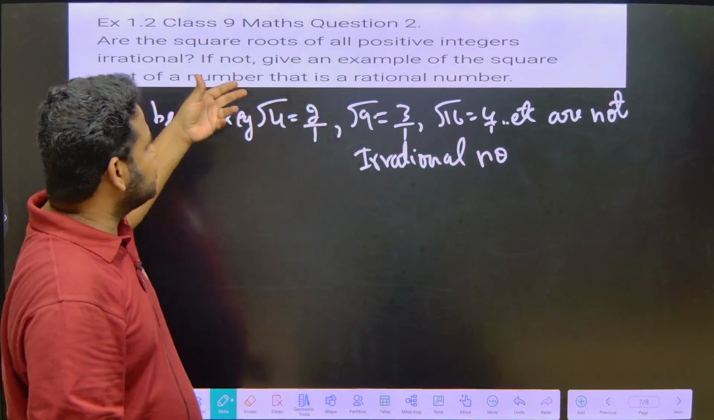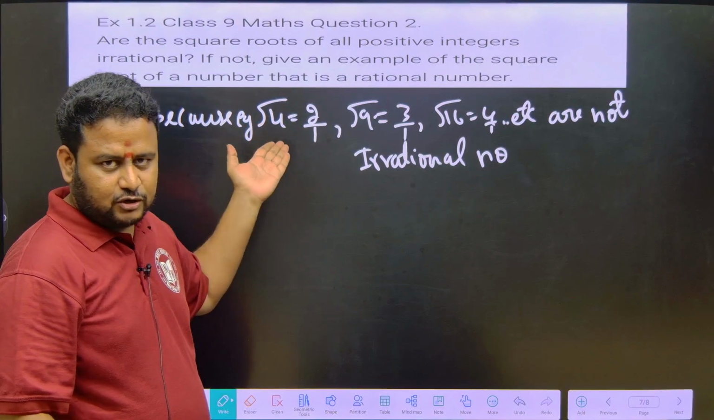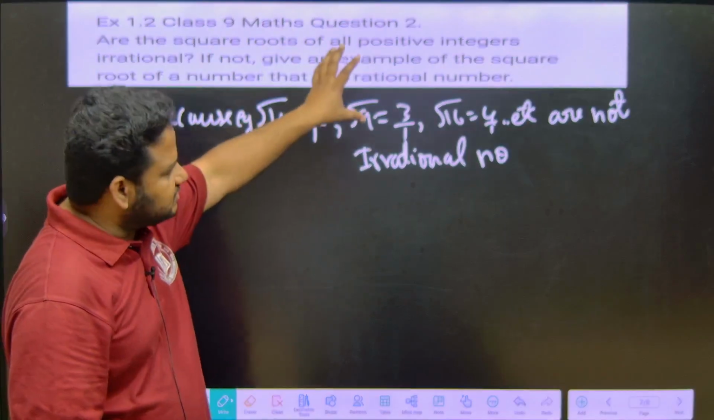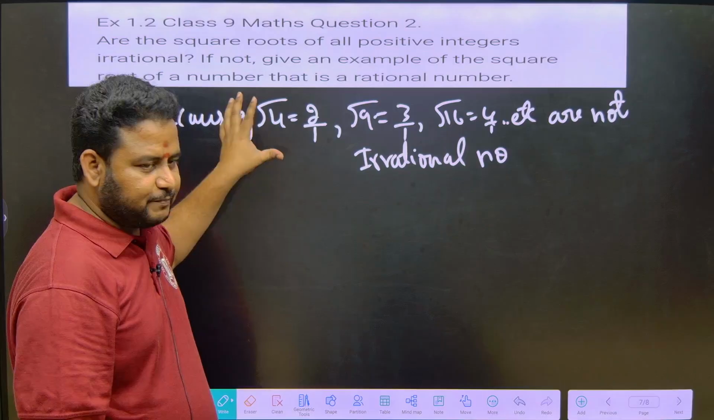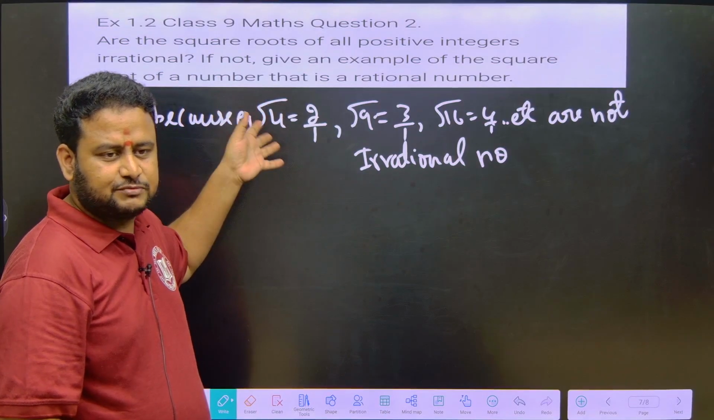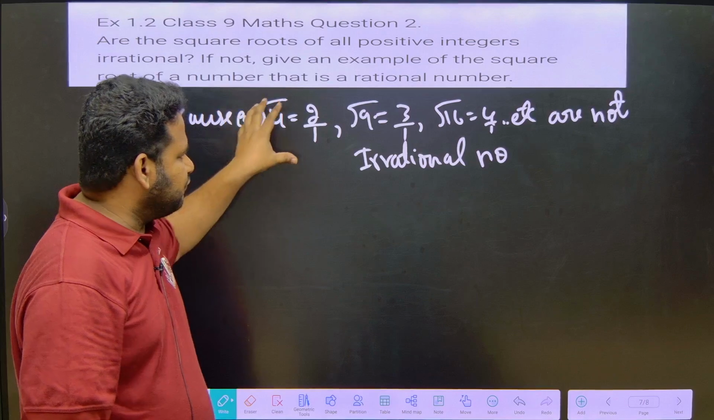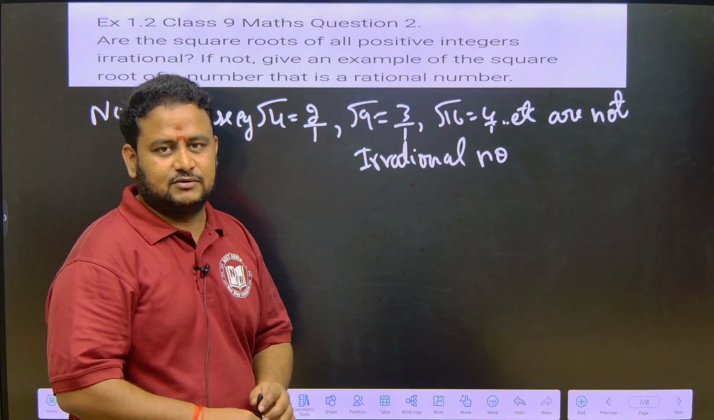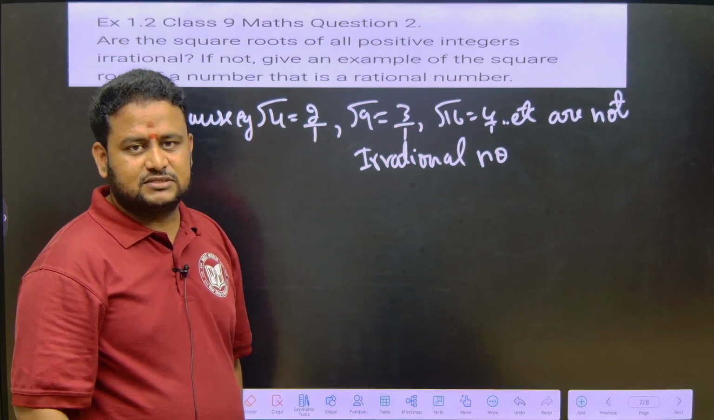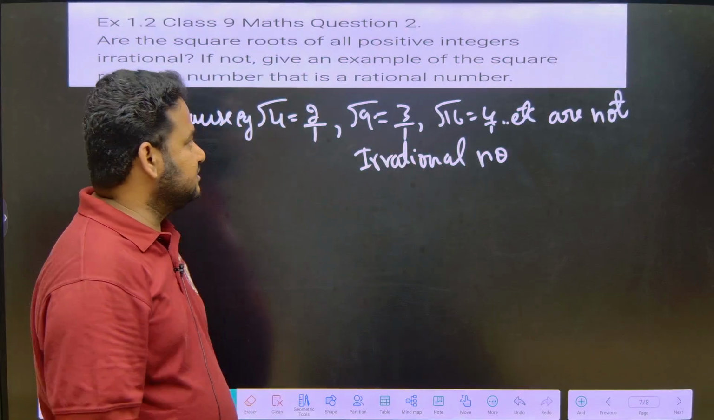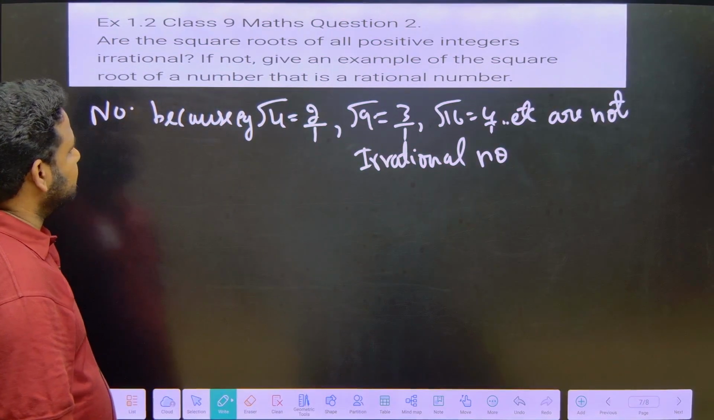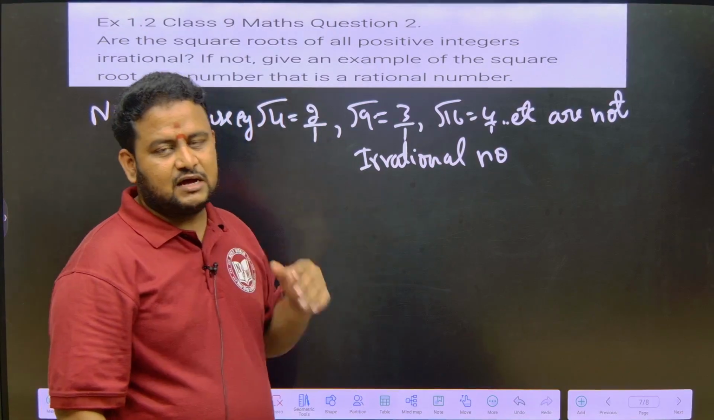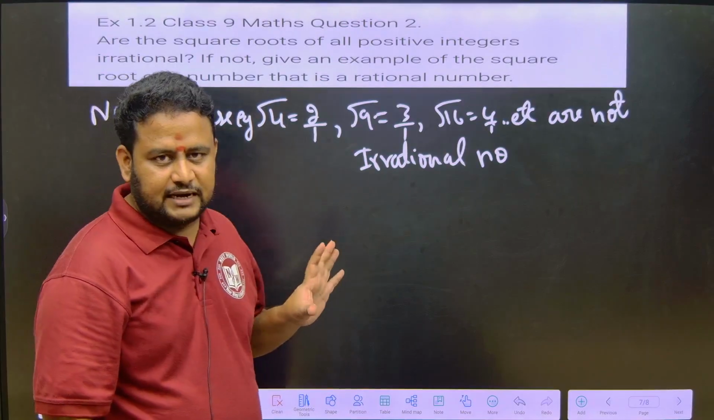The square roots of positive integers include even perfect squares, so they are not all irrational numbers. Square root of every positive integer includes the square root of perfect squares also, that is square root of 4, 9, 16, 25, 36, 49, 81, 100. They all give us rational numbers, so they are not irrational. Is it clear? If not, give an example of the square root of a number that is a rational number. We have given so many examples. That example itself is the reason for this. I hope this question is clear.